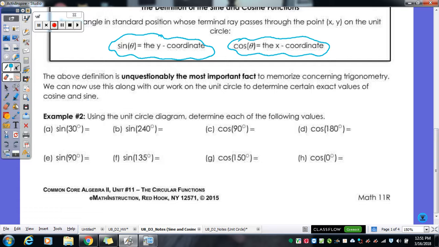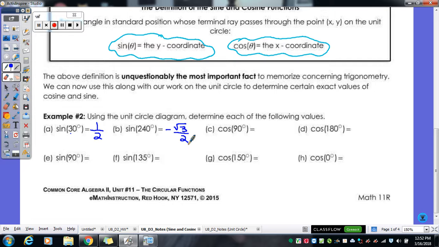So sine of 30. So if you go to your 30 degrees on your unit circle, look at the y value. What is the y value? So sine of 30 is 1/2. So now let's go to 240 on your unit circle. Negative radical 3 over 2. So the sine of 240 is negative radical 3 over 2.